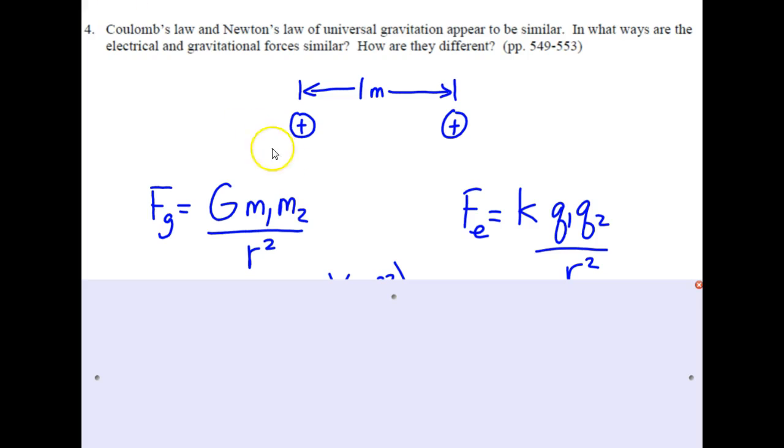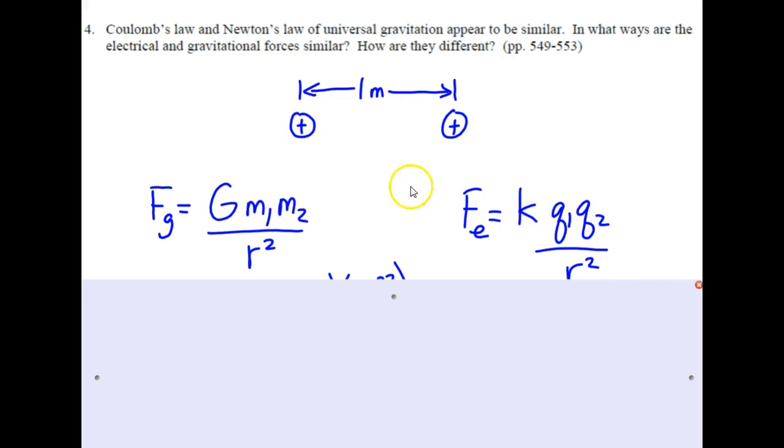For number 4, Coulomb's law and Newton's law of universal gravitation appear to be similar. In what ways are the electric and gravitational forces similar, and how are they different? Let's start out with two objects of mass m and a positive charge, we'll just call positive Q. Okay, so you see them both positively charged.